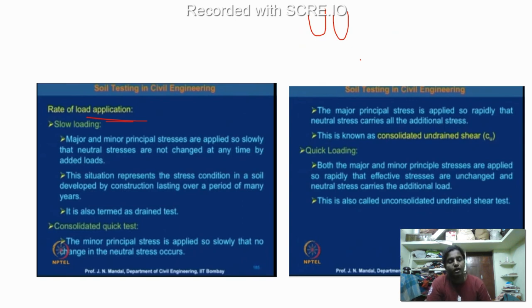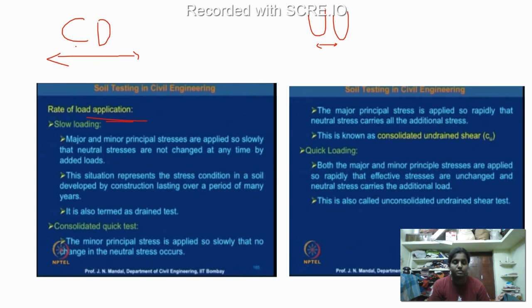There is one more, the CD test. It is the longest, very time taking test. The UU is a quick test that finishes in a short duration. For CD, first you have to apply one pressure and consolidate it. It's not like the water comes out from the soil immediately.